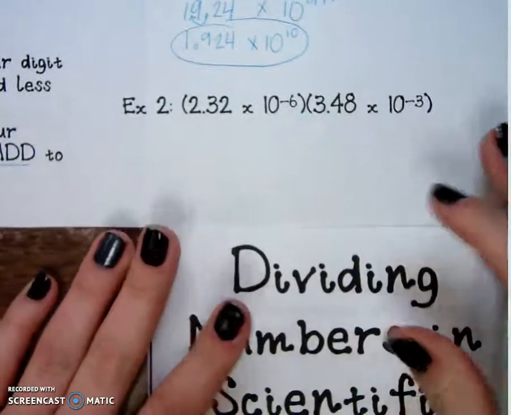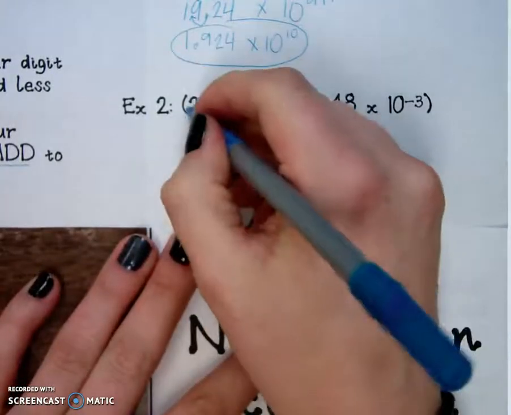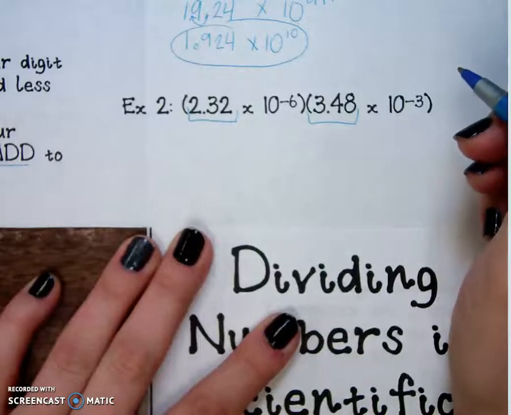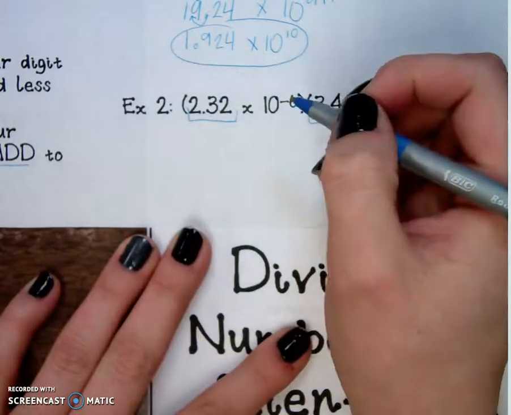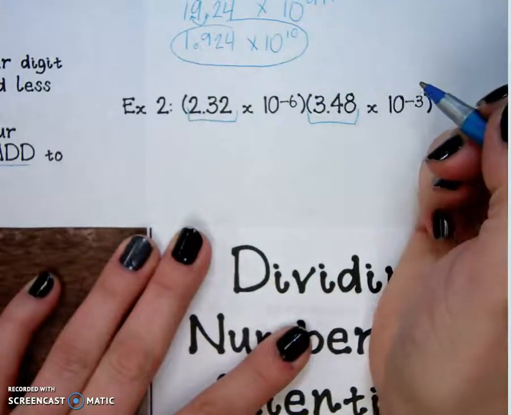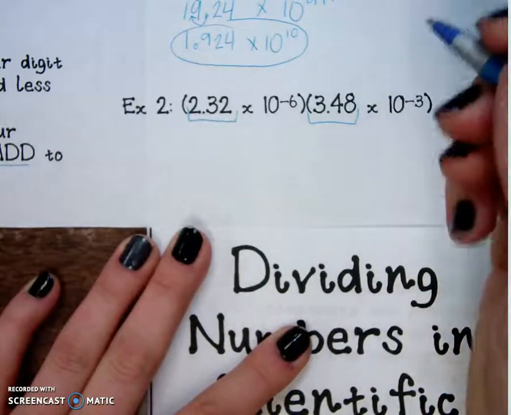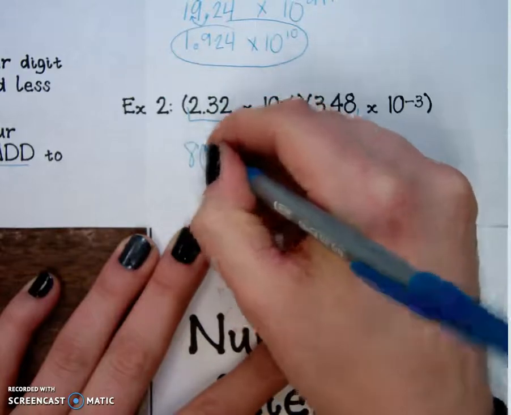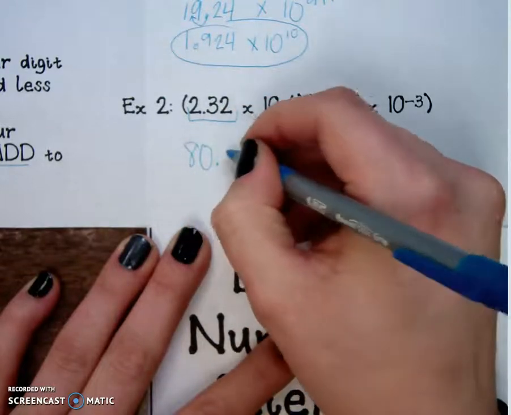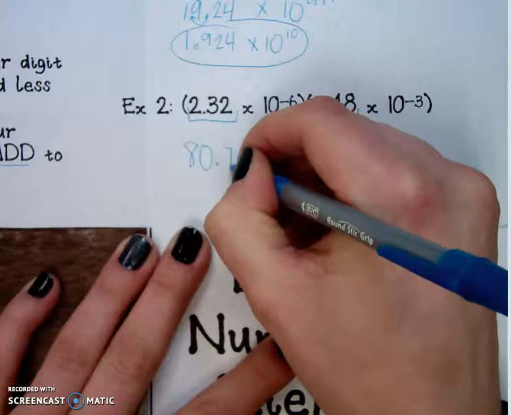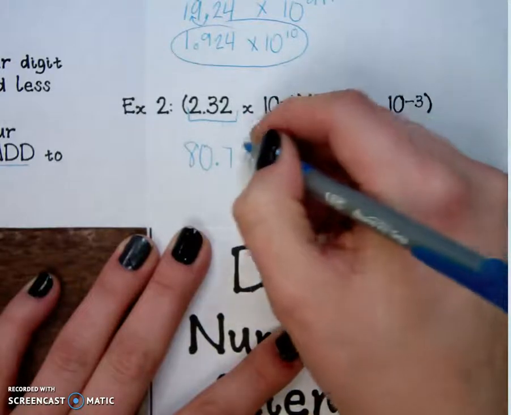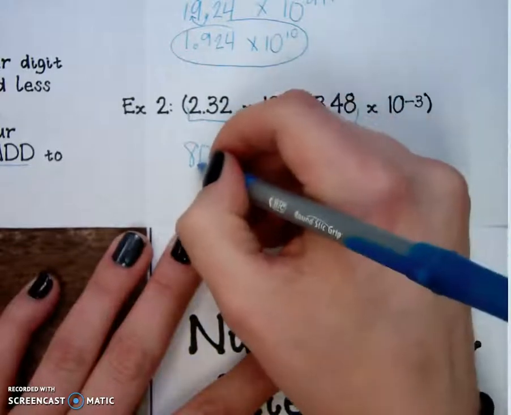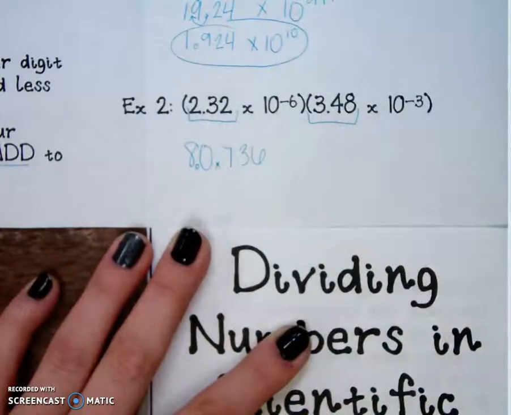Example 2. We're going to multiply our digits. So we have 2 and 32/100 times 3 and 48/100, which is 8.0736. Sorry, the decimal should have been here.